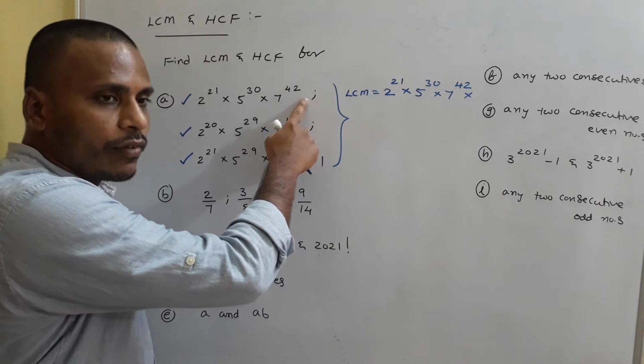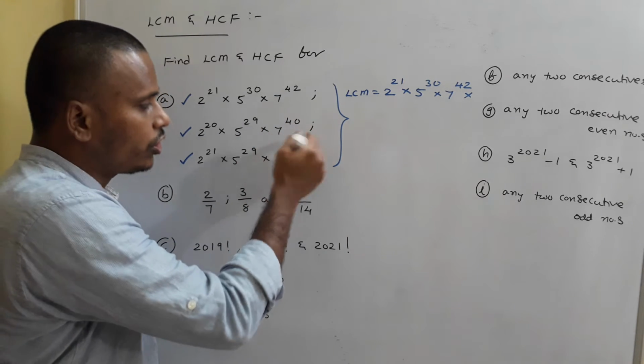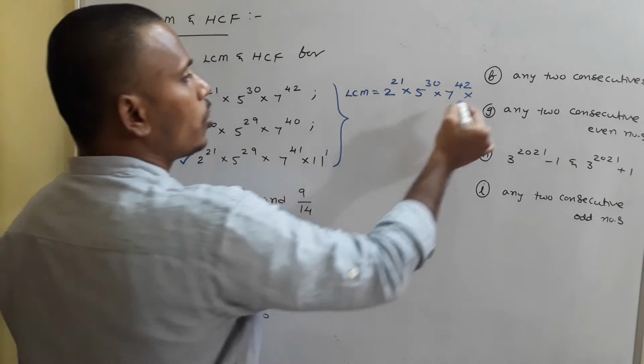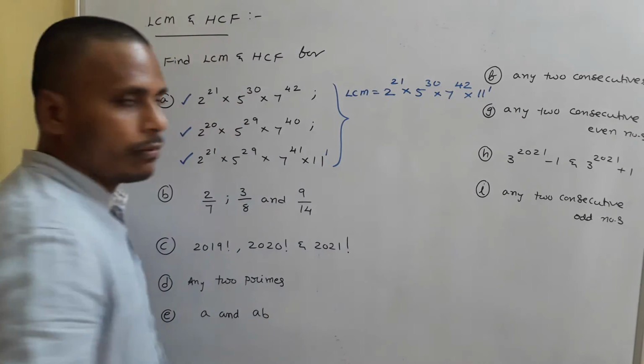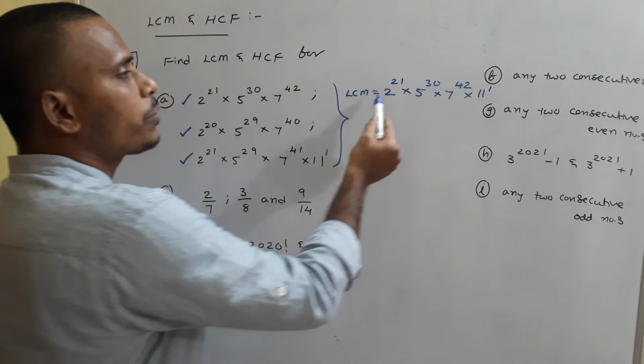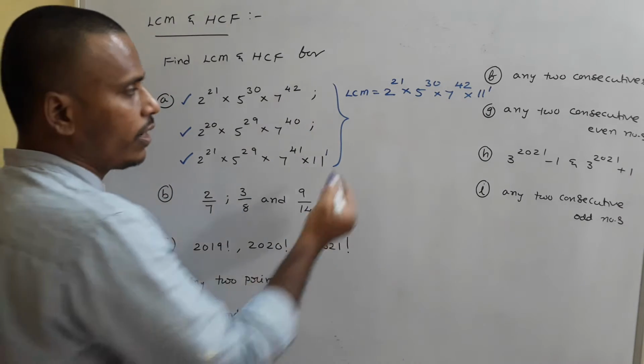Coming to 11, here it is 11 power 0, here again 11 power 0, and here we have 11 power 1. So 11 power 1 is the maximum. And the LCM is this particular value for the three given numbers.